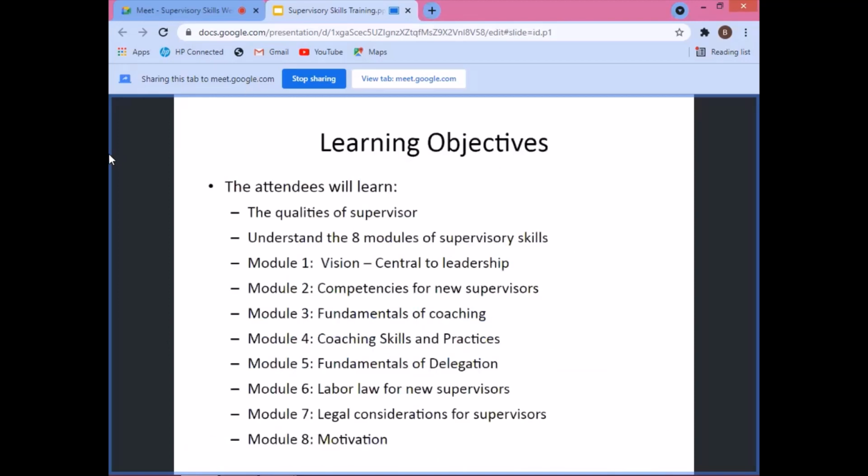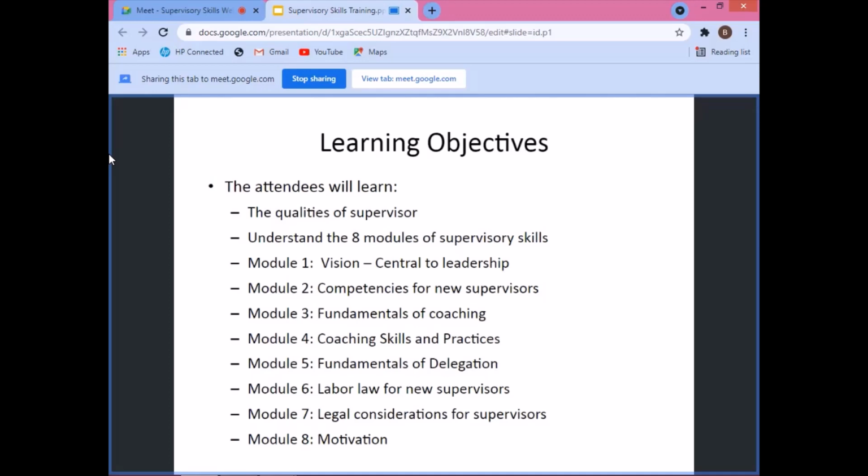Let's talk about the learning objectives first. The attendees will learn the qualities of a supervisor. We'll be talking a lot about the qualities of a supervisor. There are so many qualities. You should take note of all the qualities of a supervisor, because you want to have all these qualities if you want to be successful as a supervisor. And understand the 8 modules of supervisory skills. We'll discuss them one by one.